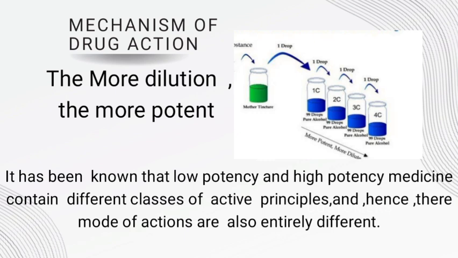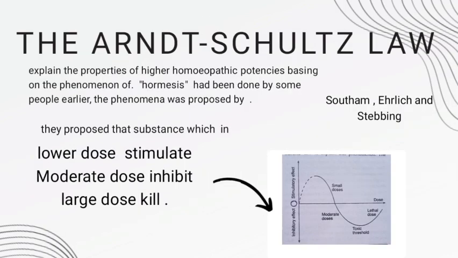These are some critics of homeopathy, as they dismiss it due to the placebo effect. But as a homeopath, the more the dilution, the more the potency. It has been known that low potency and high potency medicines contain different classes of active principles, and hence their modes of action are also entirely different. And the Arndt-Schulz law explains the properties of higher homeopathic potencies based on the phenomenon of hormesis.